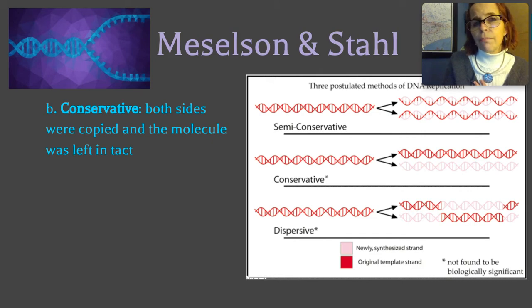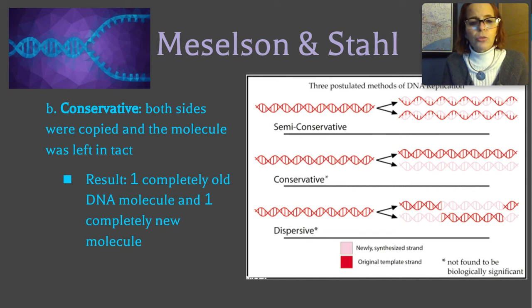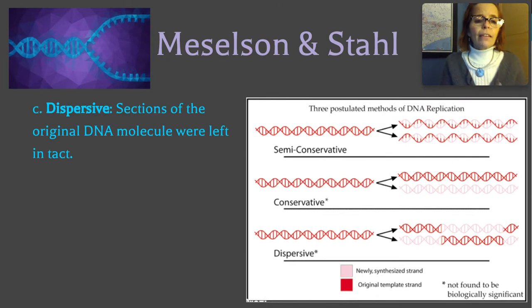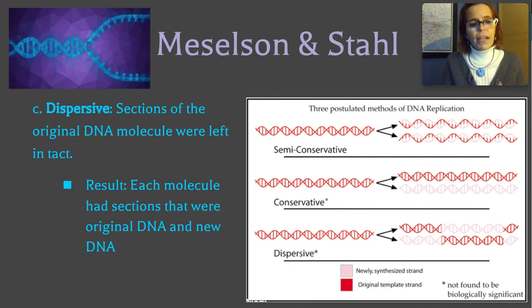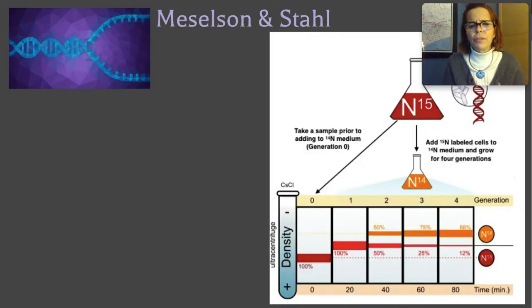The next model or possible hypothesis was conservative. Both sides were copied and the molecule was left intact. So you end up with one completely old DNA molecule, that's in red, and one completely new DNA molecule, and that's the one in pink. The last hypothesis was called dispersive, and that's where sections of the original DNA molecule were left intact and then sections of new DNA were attached to it. So each molecule had sections that were original and sections that were new, and you can see that in the diagram here.